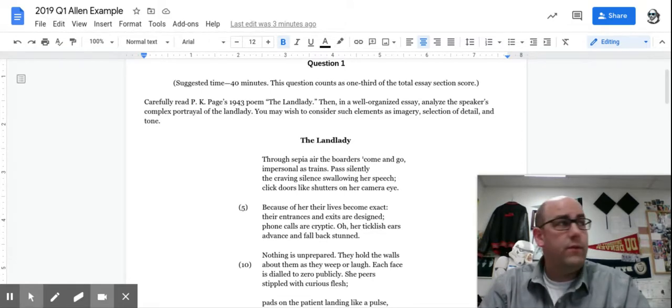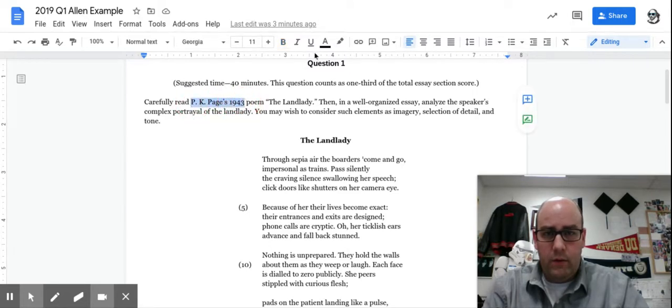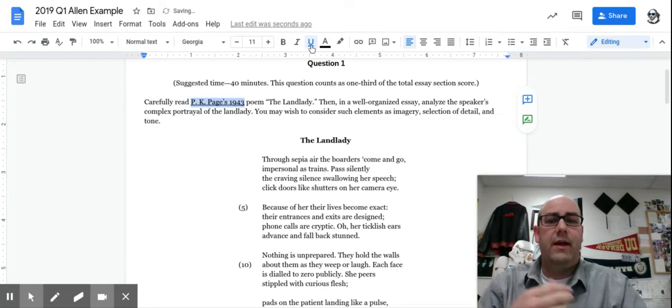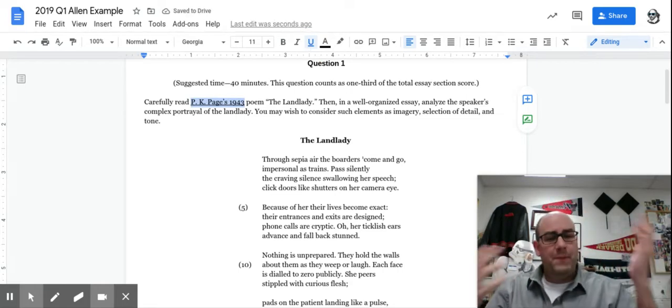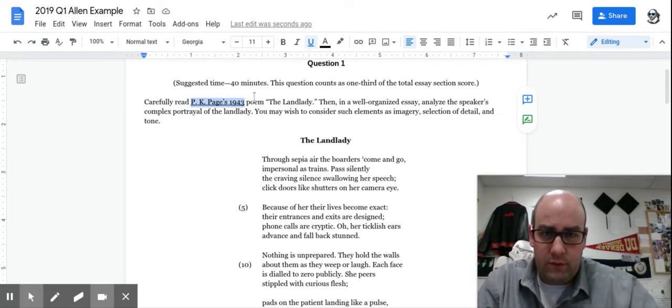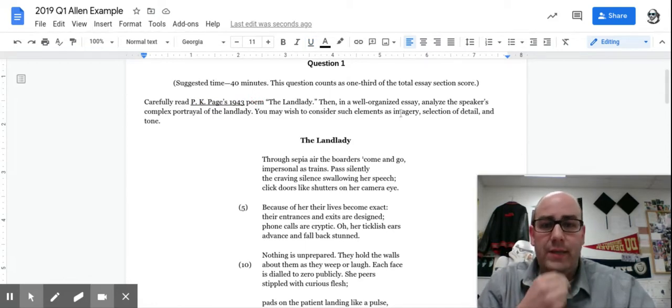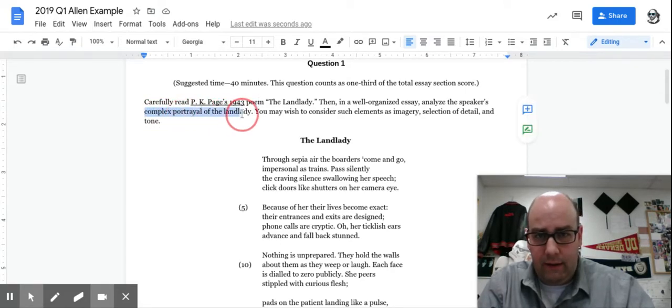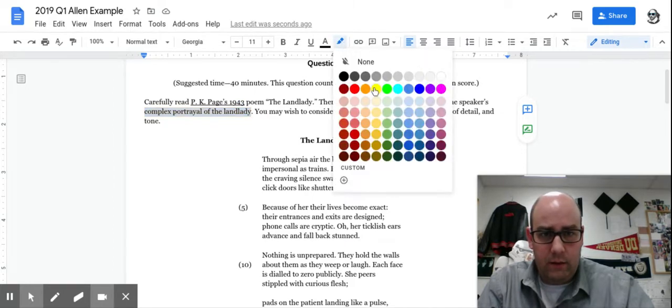And the first thing I'm going to do is look for a universal concept, but we don't have one. The only thing we have is that they give us a little bit right here about the author and then the year in which it was published. That doesn't really help us with universal concept, though. We do need to highlight our two tasks. So one task is the complex portrayal of the landlady. We have to analyze that. So I'm going to highlight that in yellow.